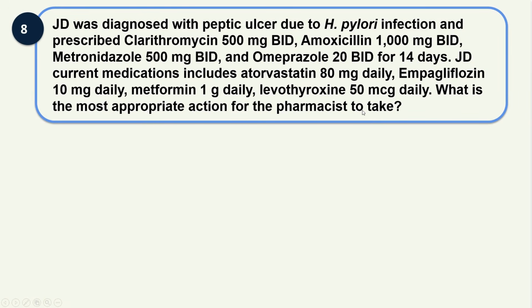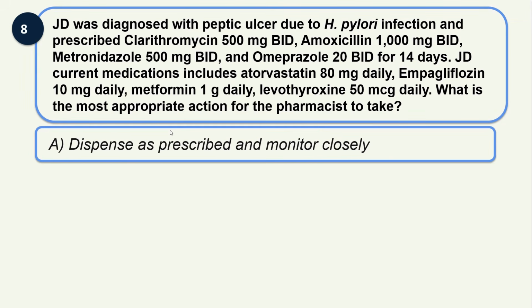Next, JD was diagnosed with peptic ulcer due to H. pylori infection and prescribed clarithromycin, amoxicillin, metronidazole, and omeprazole. JD's current medications include atorvastatin, empagliflozin, metformin, and levothyroxine. What is the most appropriate action for the pharmacist to take?